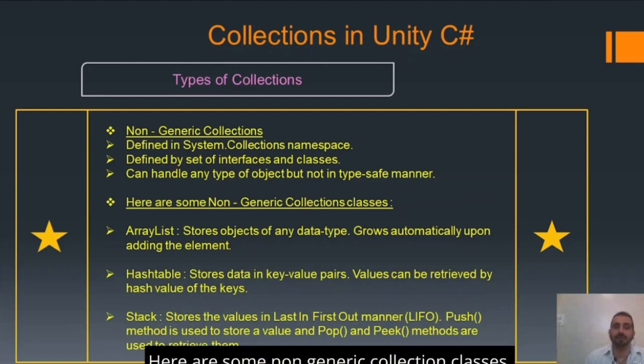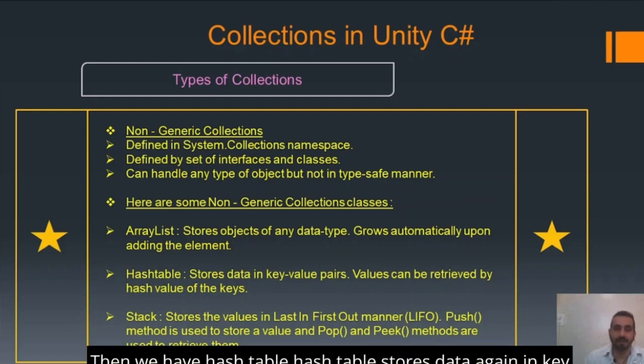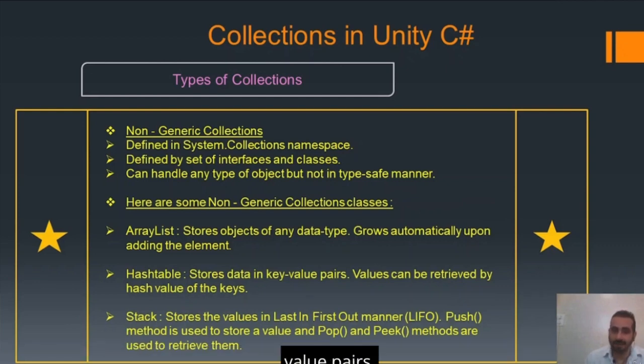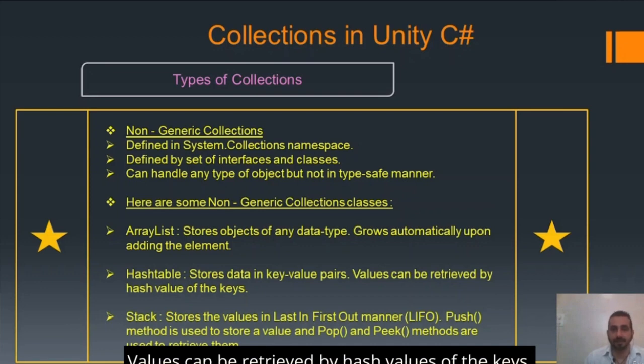Here are some non-generic collection classes. First is your array list. An array list stores objects of any data type and grows automatically upon adding elements. Then we have hash table. A hash table stores data again in key value pairs. Values can be retrieved by hash values of the keys.